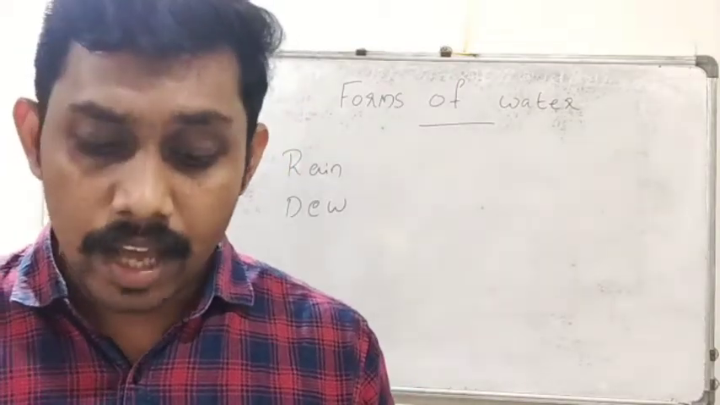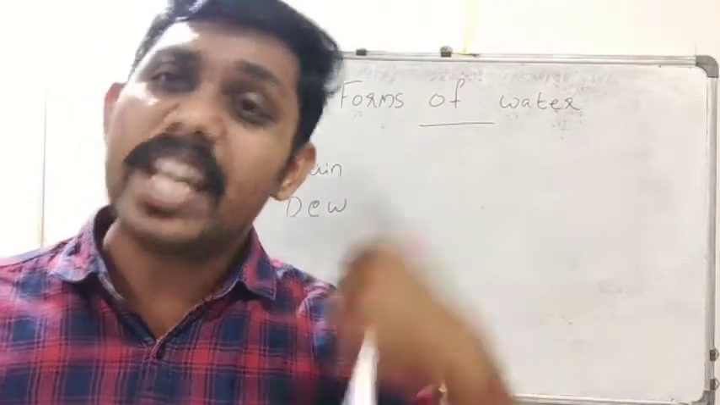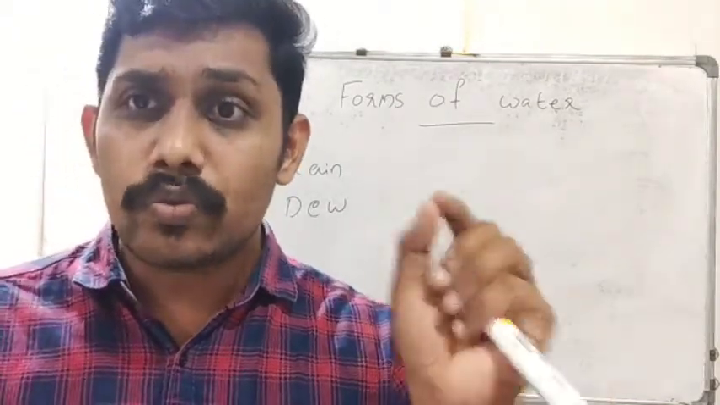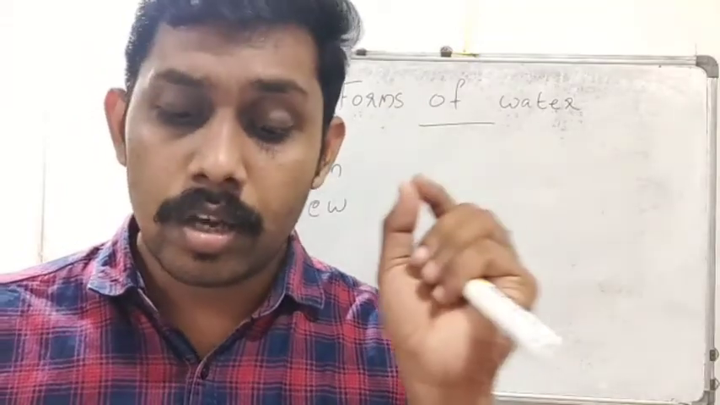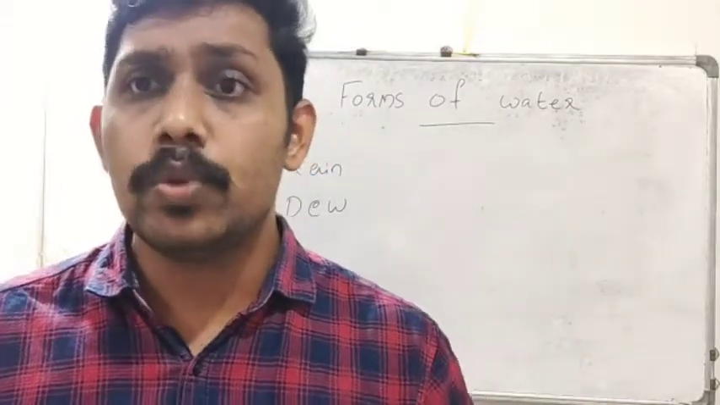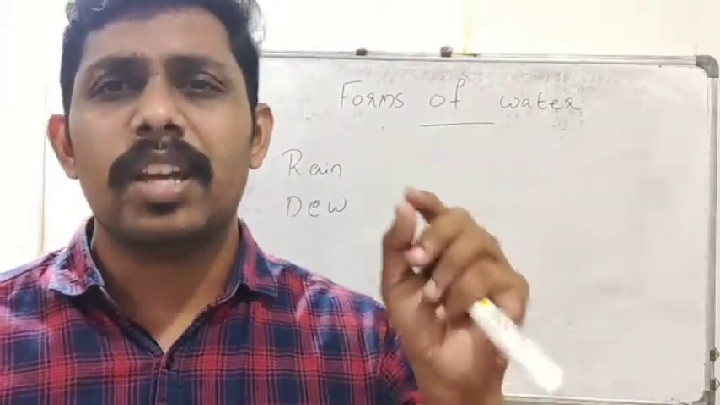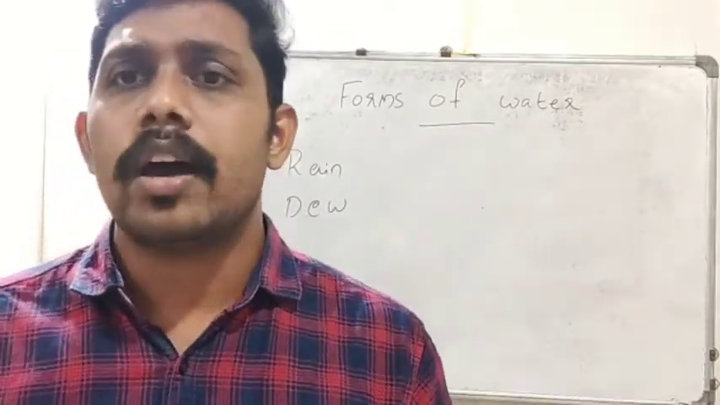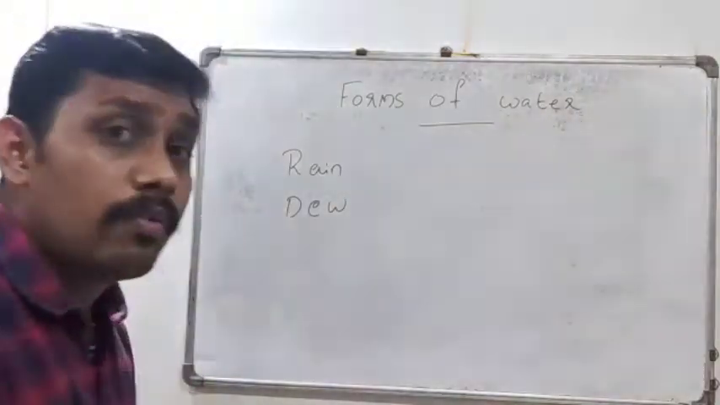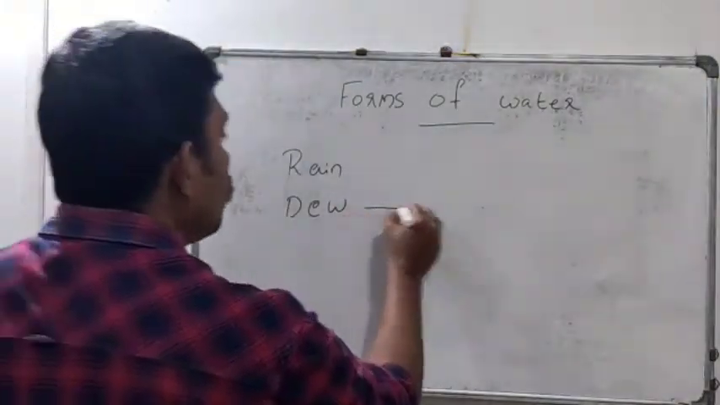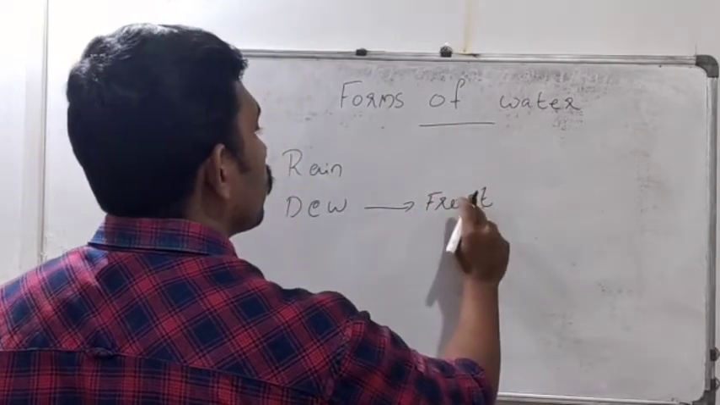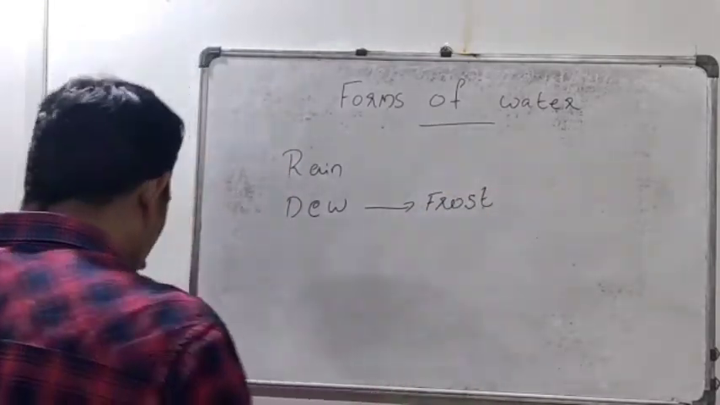On very cold nights, dew freezes and becomes frost. That means in a very cold night, dew becomes frost. This is the second form of water.